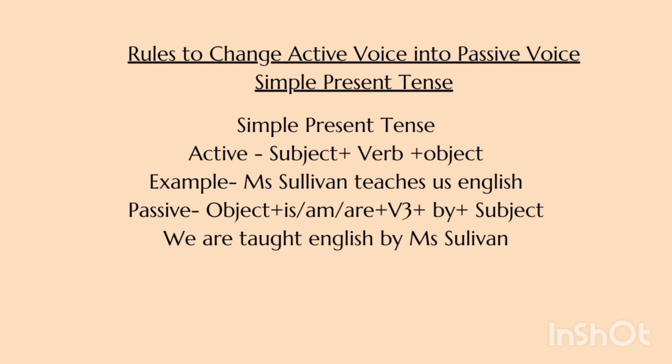Let's take another example. Mrs. Sullivan teaches us English. What is the tense here? The simple present tense. The active voice formula in simple present tense is subject, verb, object, as we learned. The subject is Mrs. Sullivan, the verb is teaches, and the object is us English. So the object will be the subject in the passive voice. The formula is object, is, am, are, third form of verb, by subject. So here we are taught is the third form of verb, English by Mrs. Sullivan. So you have to remember the simple formula to change the active voice into the passive voice. The more you practice, the easier the formula will be for you.